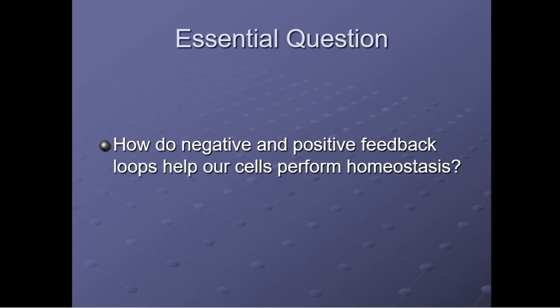So homeostasis just means that we keep it the same. It's kind of like an isotonic solution, right? We keep the same temperature, we keep everything at the same level, the same amount of oxygen, the same amount of carbon dioxide in our blood or in our cells.